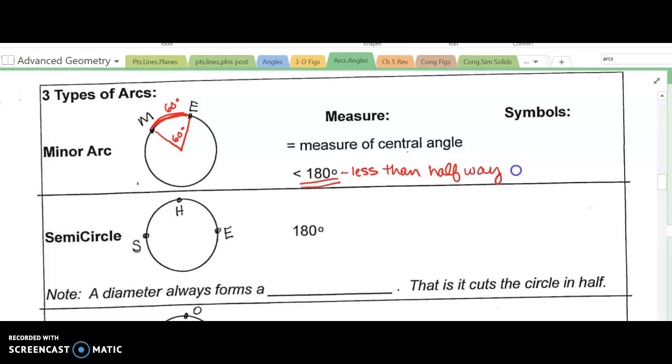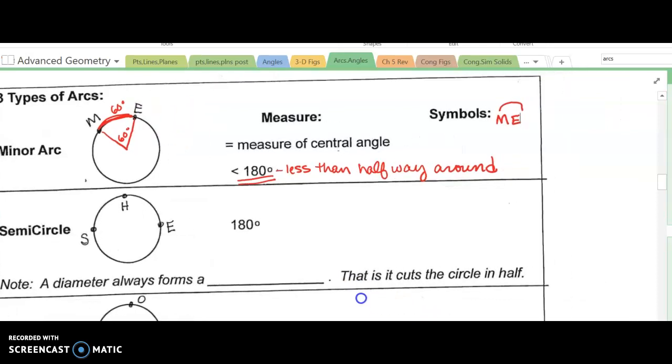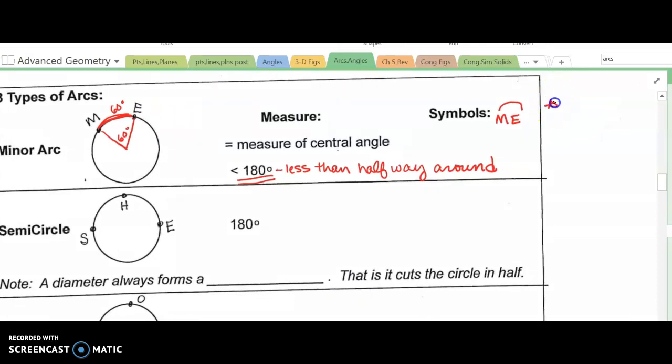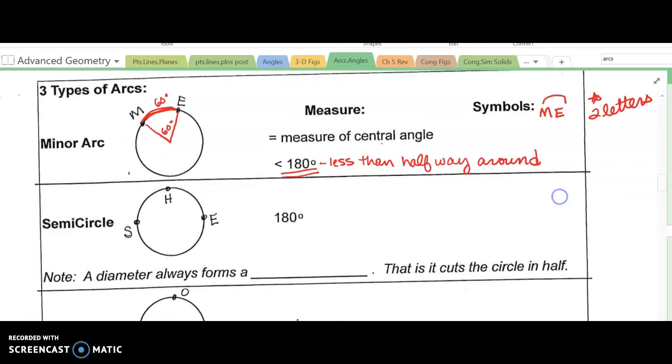And for symbols, we're just going to call this, there's that arc symbol, ME. So you just do the two letters. You do the starting letter and the ending letter. And those do need to be capital letters.